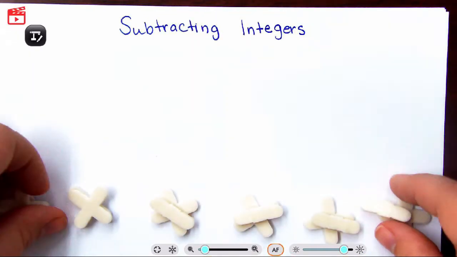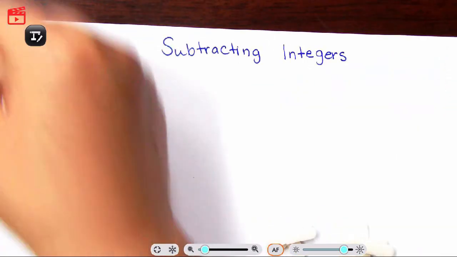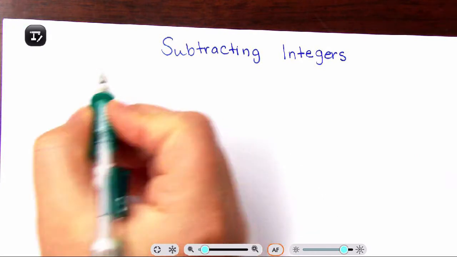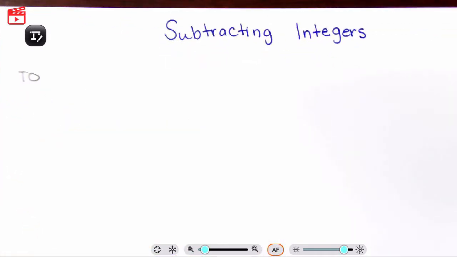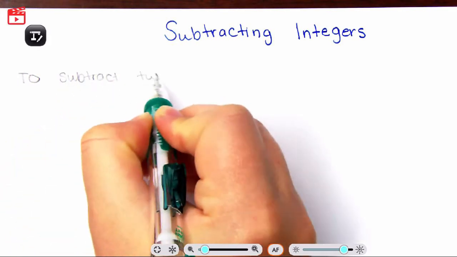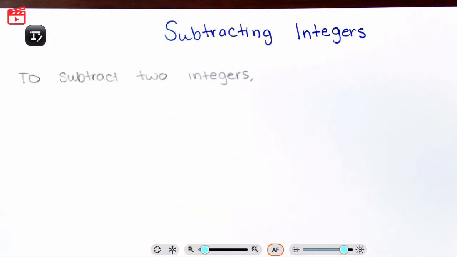All right, that was our brief review. Let's go ahead and I'm going to put these off to the side real quick, separate them, and we're going to talk about what it means to subtract integers. To subtract two integers, you can do this in two ways. But I'm going to show you what our rules are.